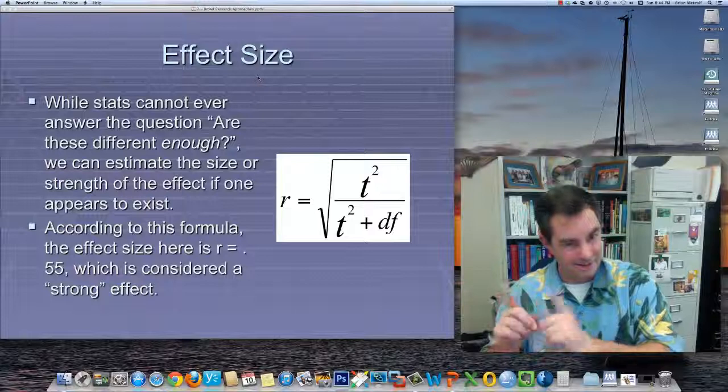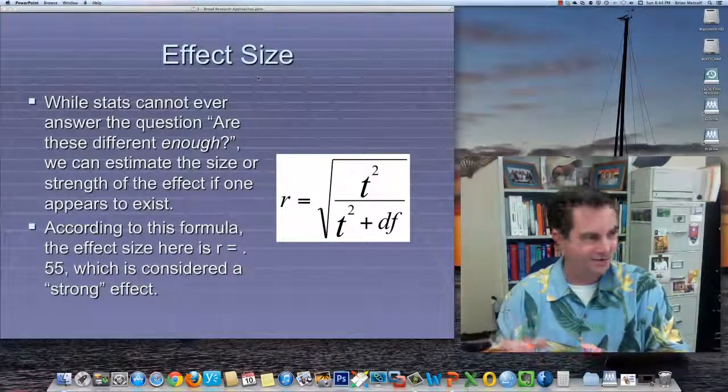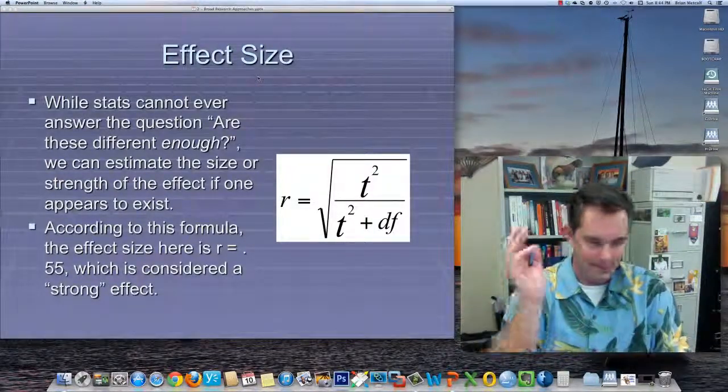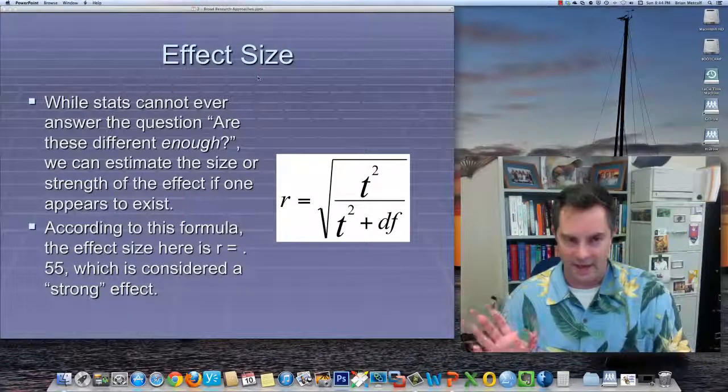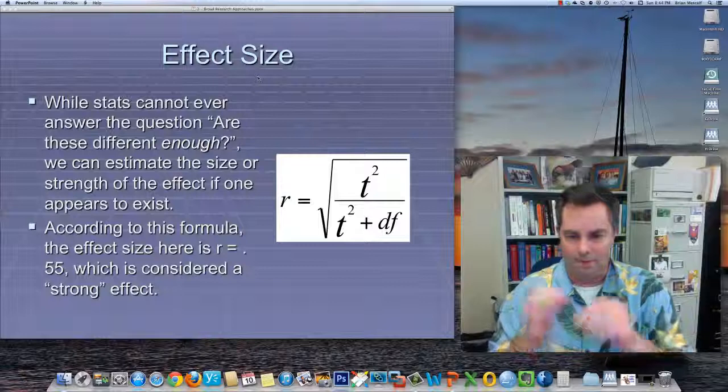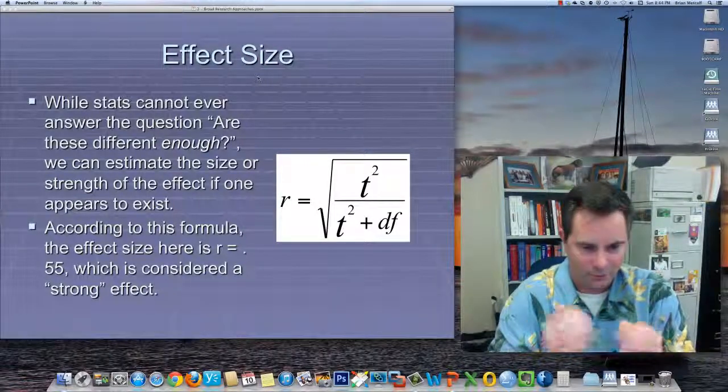That's not the same as asking, is it important? It's not. We're not going to be able to answer, should I reject other medications that I'm taking or other methods to reduce pain? It's never going to answer that, but at least I'll get an answer to well, how big is the effect that we're looking at?